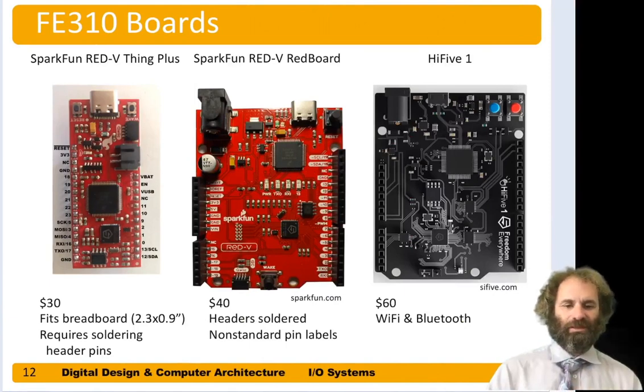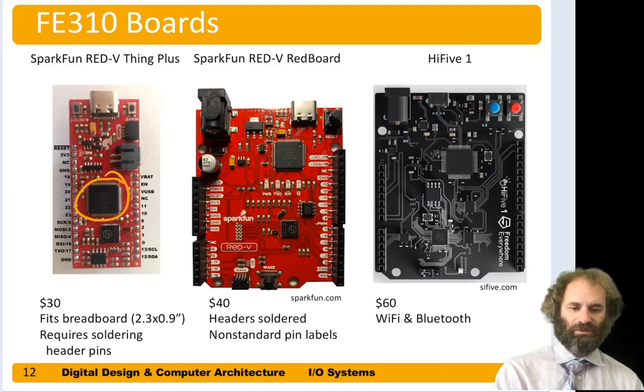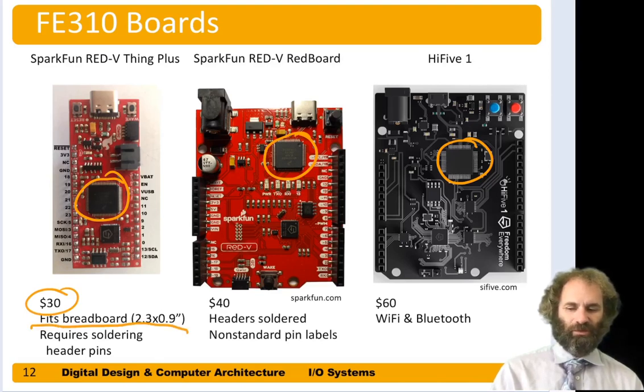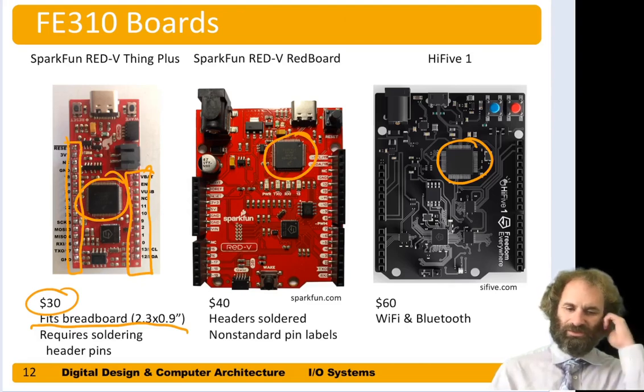Then these processors are mounted on boards. Here are 3 commercially available FE310 boards. In each one we see the FE310 processor. The SparkFun RED-V Thing Plus board is $30. It fits in a breadboard. It's nice and small, about the size of a pack of gum. One drawback is the pins don't come soldered by default. So you need access to a soldering iron to solder pins on. But that's the one that we're using in this class.